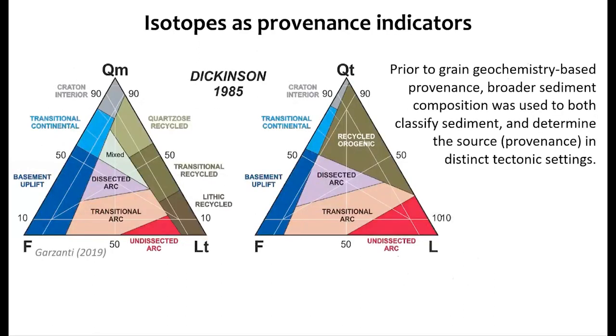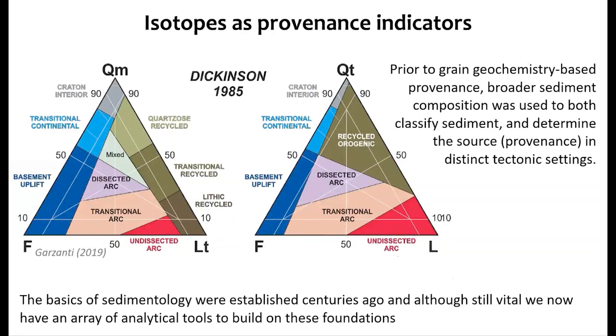This is some of the earliest approaches to understanding sediment provenance, looking at the basic composition of sediments, quartz, feldspar and lithics, and being able to relate the fact that distinctive environments typically yield distinctive compositions in sediments. But obviously we've moved a long way from these early plots, and we're now using new analytical tools to understand, much more at a grain scale level, where sediments have come from.